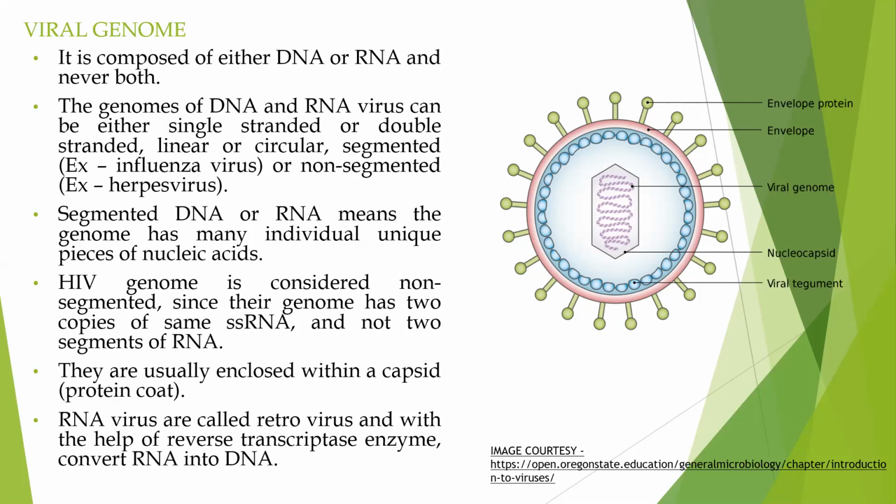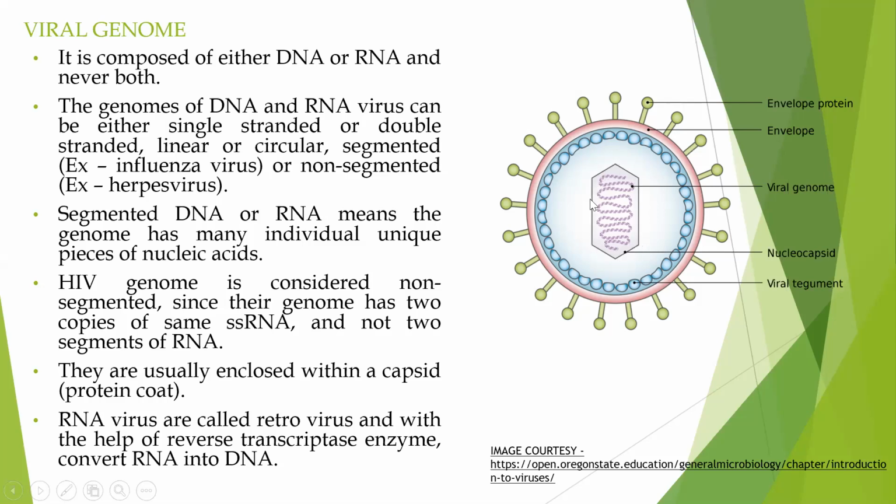Now the confusion arises with HIV. Now many people know that HIV is basically having 2 single-stranded RNA molecules. But actually HIV genome is not considered to be segmented. Even though they have 2 single-stranded RNA molecules, they are considered to be non-segmented. Why? Because these 2 single-stranded RNA molecules are the copies of the same RNA molecule. So since they are the copies of the same RNA molecule, they are not included under segmented genome, they are included under non-segmented genome. As I mentioned, whether it is DNA or RNA, it is enclosed within a particular protein cap, which is called as the nucleocapsid.